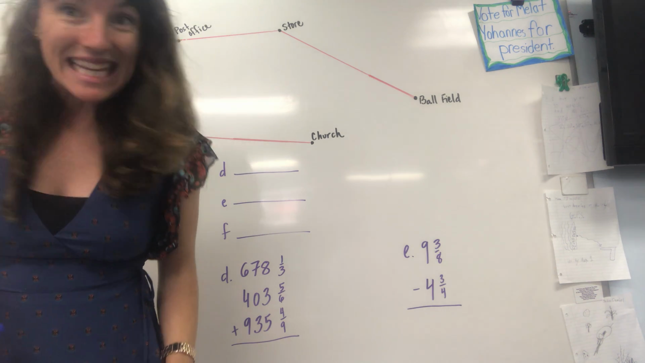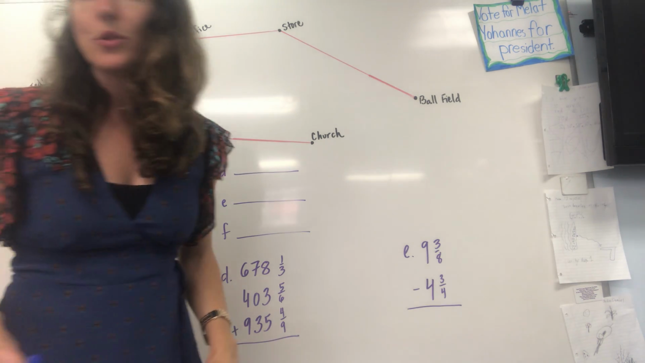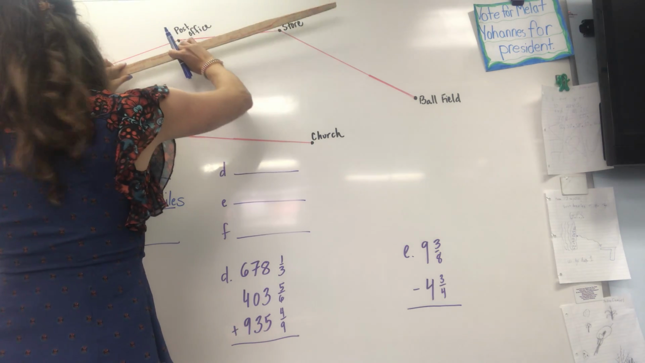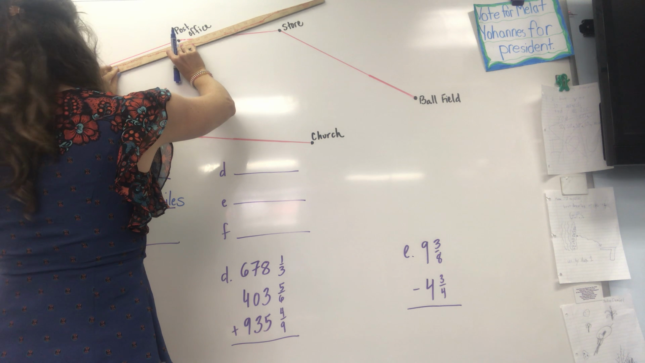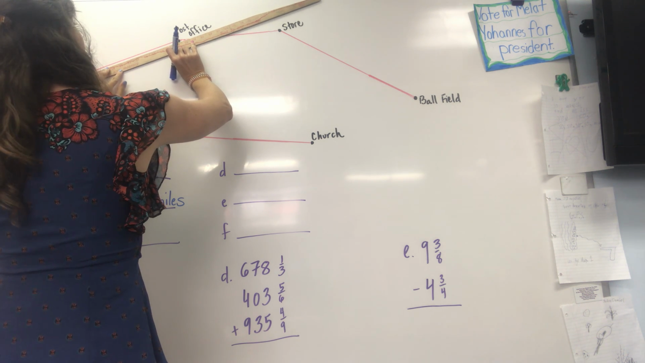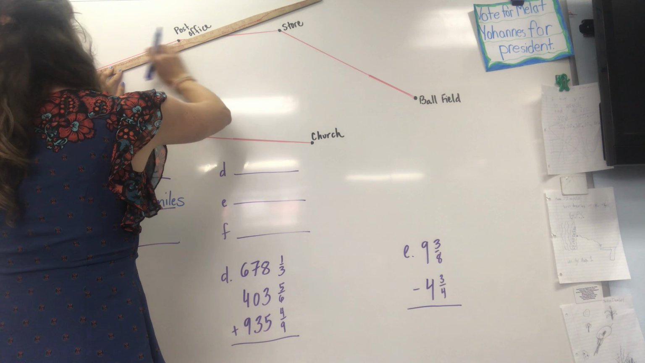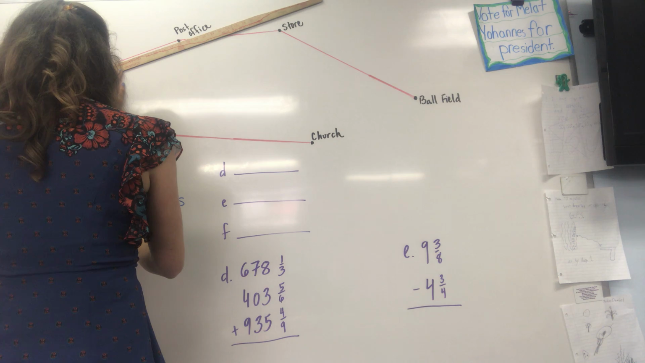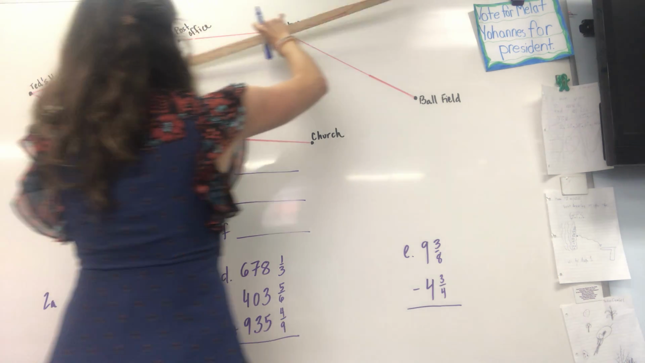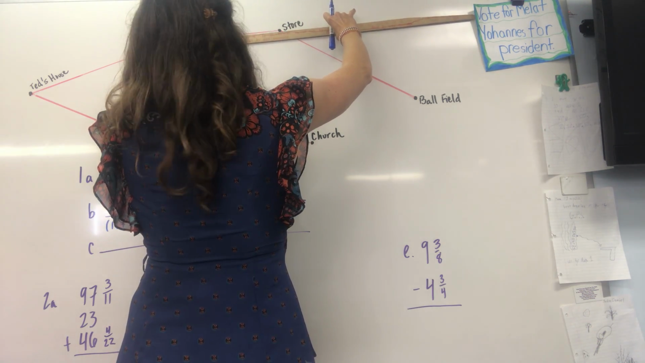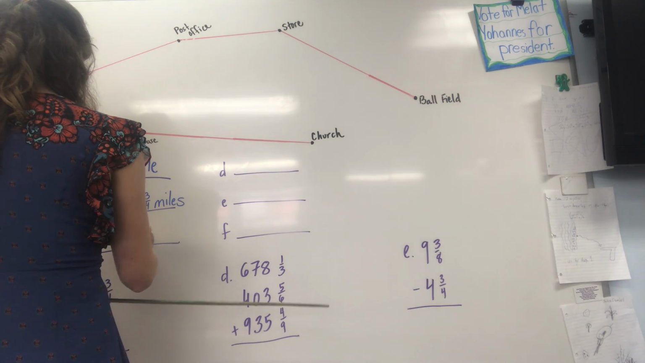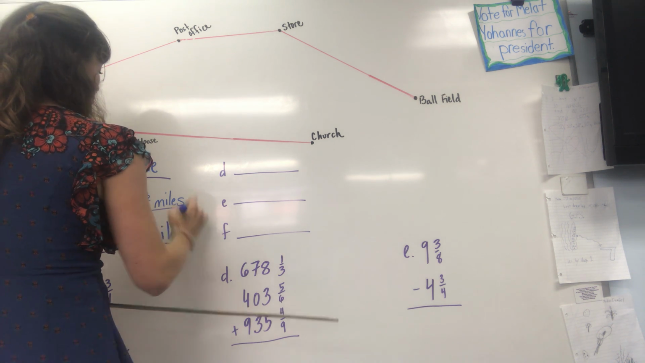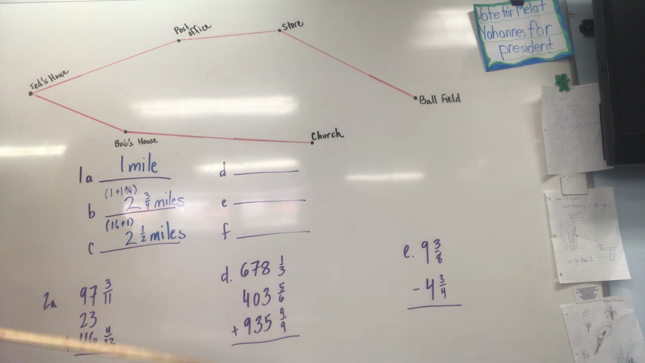From Ted's house to the store. Always follow along the line. Okay, so Ted's house to the store. Here we go. Ted's house to post office is 1 1/2. So in parentheses, 1 1/2 plus another 1. Okay, so 1 1/2 plus 1 equals 2 1/2 miles. Cool. Okay.